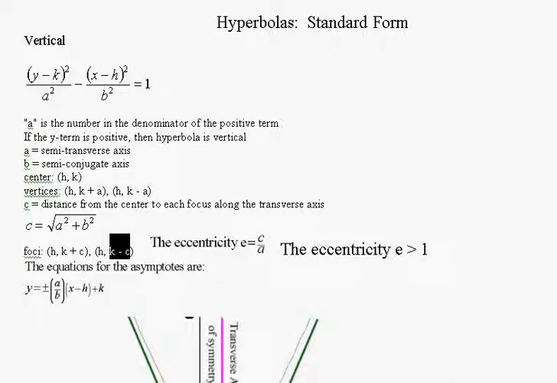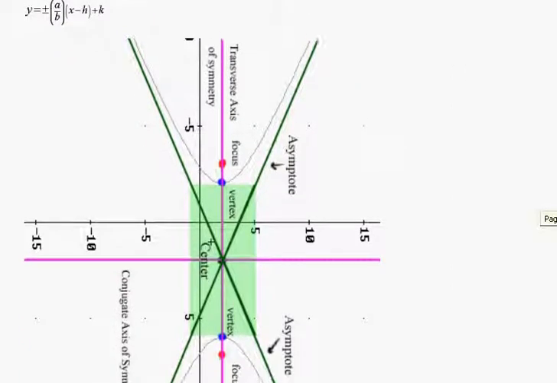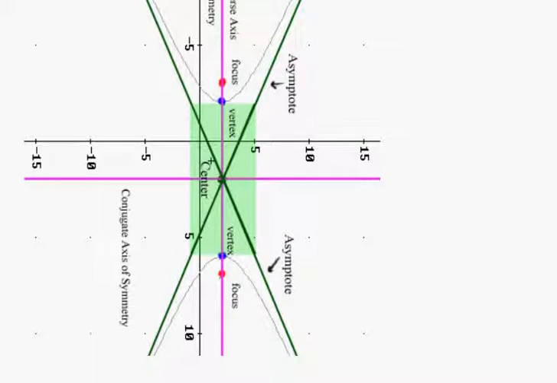Again, the equations for the asymptotes are going to be, in this case, just the reciprocal. Y is plus or minus a over b distributed to x minus h, plus k. If it was horizontal, this was b over a. Vertical, it's a over b. And so as we look at this, here's our center. We went up a, down a to find our vertices. We went left b, right b to find two points that we're not going to really draw.